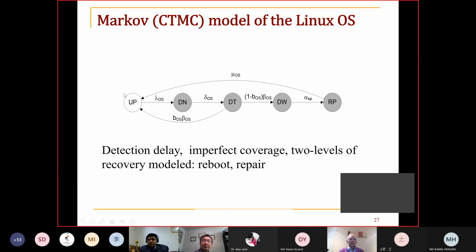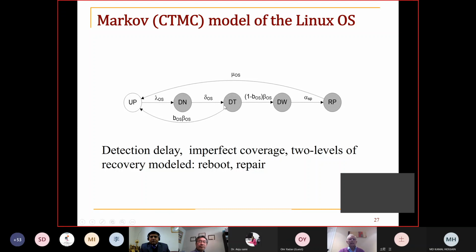Suppose that the operating system is up and running, and after some time it fails. Lambda OS is the failure rate of the operating system, and there may be a detection delay. Delta OS is the detection rate, and after the failure of the operating system is detected, you may reboot the operating system, and the reboot may be successful with probability B OS and not successful with probability 1 minus B OS. If the reboot is not successful, you need to call somebody, this is the travel time, and patch the operating system.